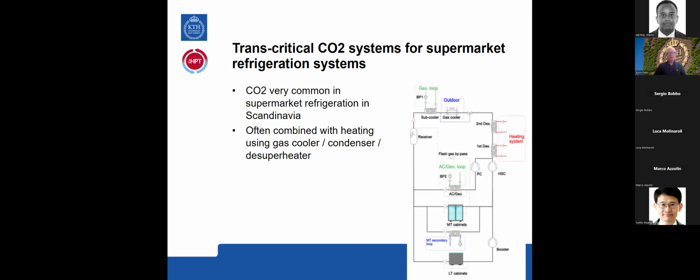Transcritical carbon dioxide systems is the standard solution now in Northern Europe, Scandinavia in particular. And of course, there is a lot to do here to use also the hot side of the system. So this is often combined with heating and cooling of heating using gas coolers or condensers or these superheaters in different combinations. So there's a lot to do here to make these systems more energy efficient.